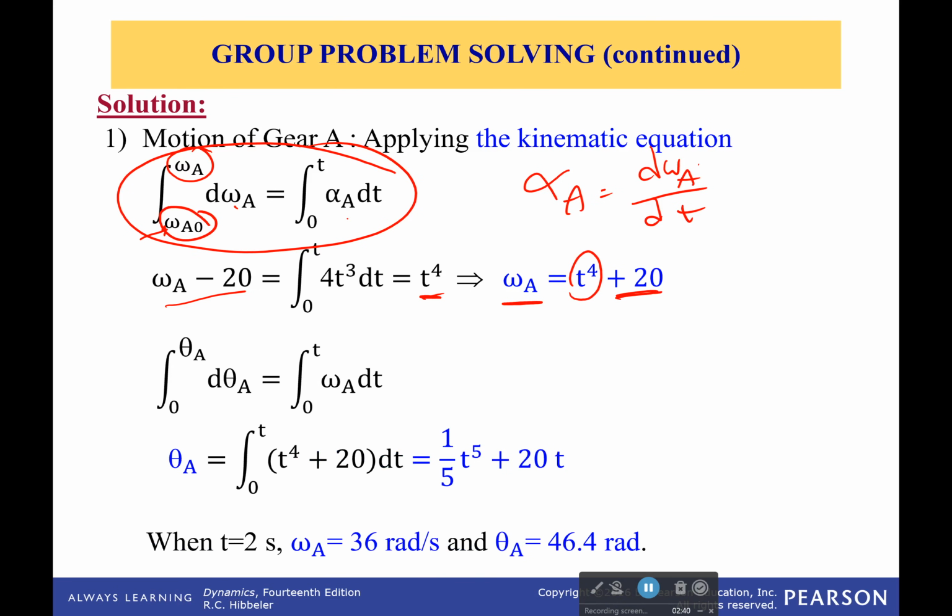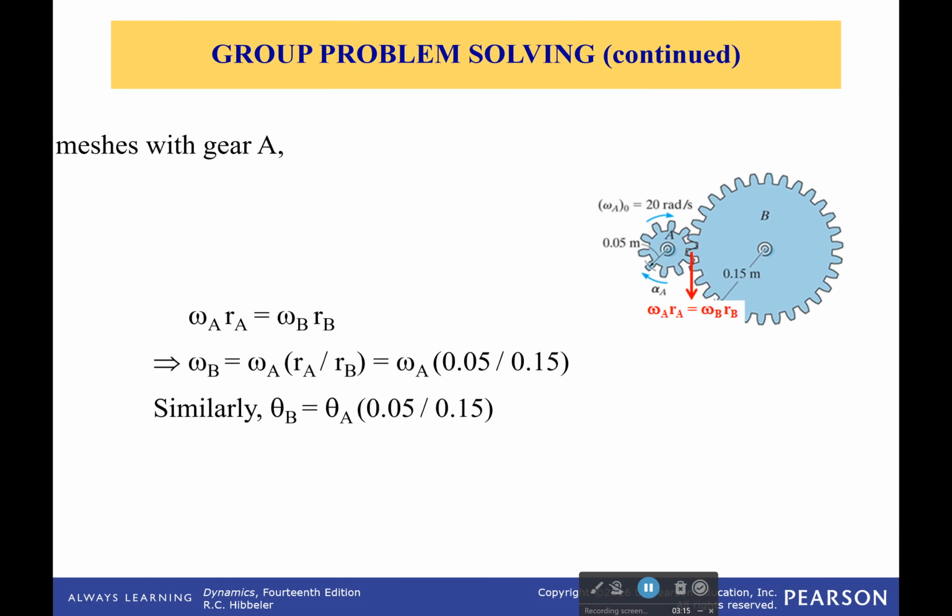Then I can do a very similar equation for my angular displacement. That's theta right here. Angular displacement. I take my equation and I integrate again. Being very careful that I use the proper bounds. It's very simple in this one because it's just from 0 to t. And so I get my angular displacement is 1/5 t to the fifth plus 20t. So when t is equal to 2 seconds, your angular velocity is equal to 36 radians per second, and your angular displacement is 46.4 radians. But it didn't ask for this, did it? It asked for it on gear B.